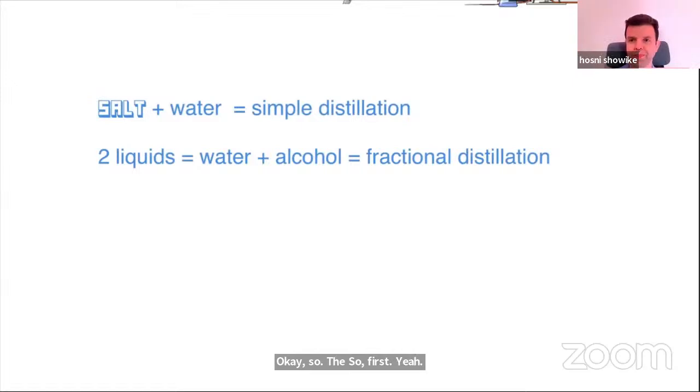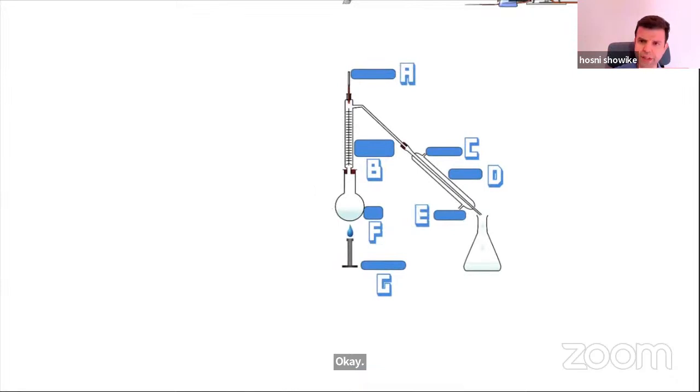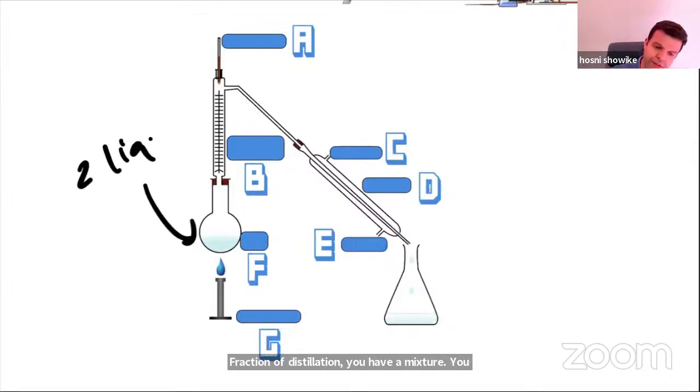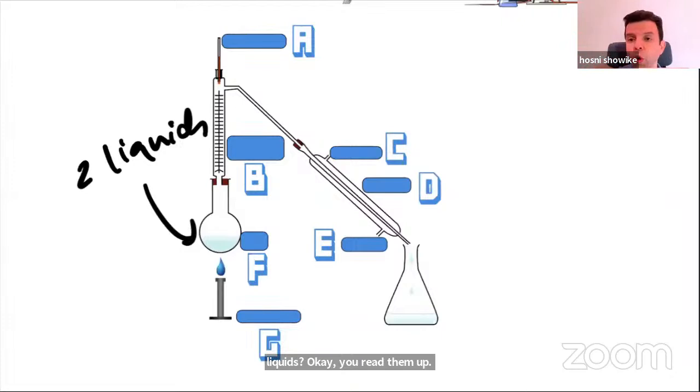Okay. Let's explain fractional distillation one more time quickly. What is fractional distillation all about? You have a mixture of two liquids. You heat them up, and the liquid with the low boiling point goes first, all right?